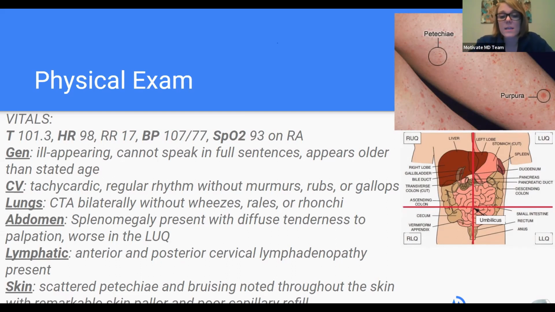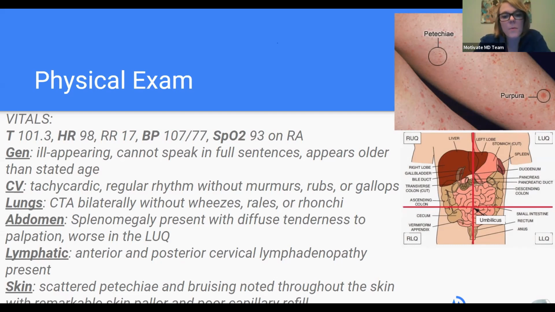Splenomegaly is present, and he has diffuse tenderness to palpation, which is worse in the left upper quadrant. He has cervical lymphadenopathy, so he has swollen lymph nodes in his anterior and posterior chain. He has scattered petechiae and bruising noted throughout the skin, with remarkable skin pallor and poor capillary refill.